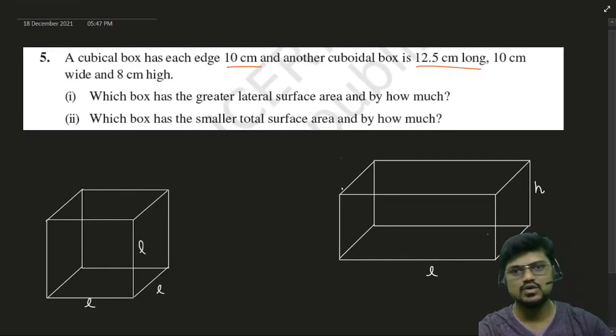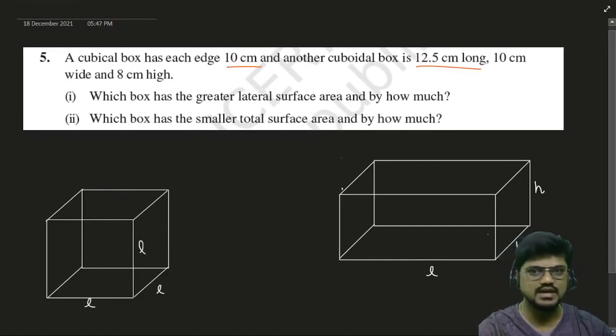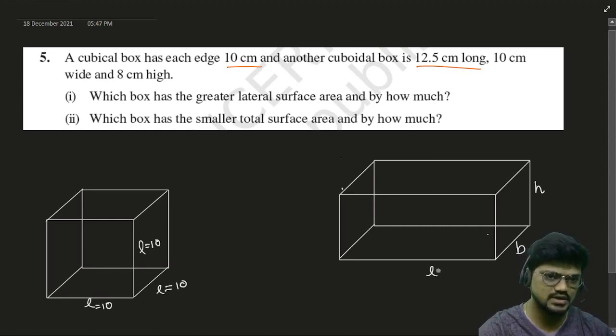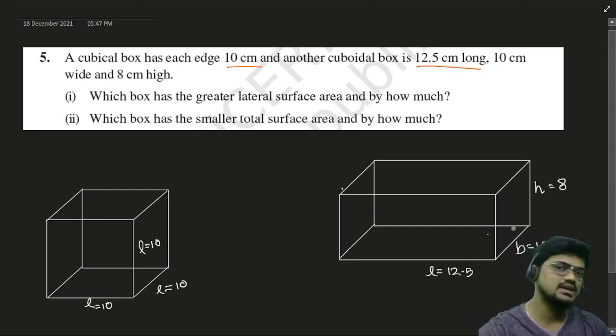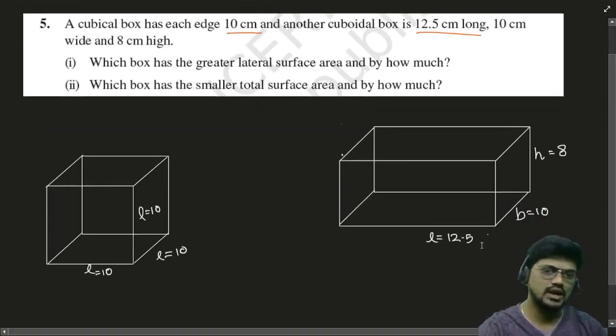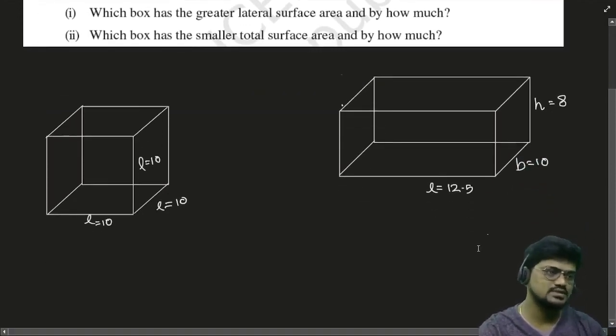Now what they are saying: a cubical box has each edge as 10, that is, this is 10. Another cuboidal box is 12.5 centimeter long, 10 centimeter wide and 8 centimeter high. Which box has the greater lateral surface area? So we need the lateral surface area of the cube and the lateral surface area of the cuboid.